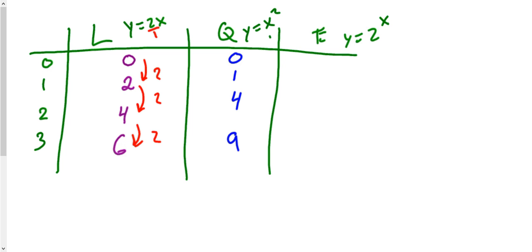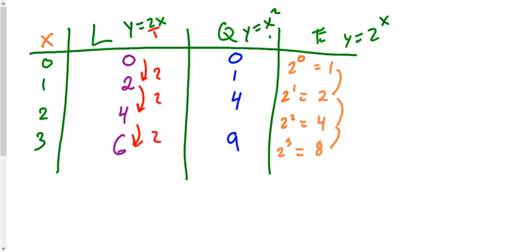For our exponential, we're actually going to put our x value into the exponent. So this is 2 to the 0, which is 1. 2 to the 1, that's 2. 2 to the 2, 4. 2 to the 3 is 8. So we can see that it's doubling every single time as we increase. What's crazy is any exponential will outgrow any other function no matter what.